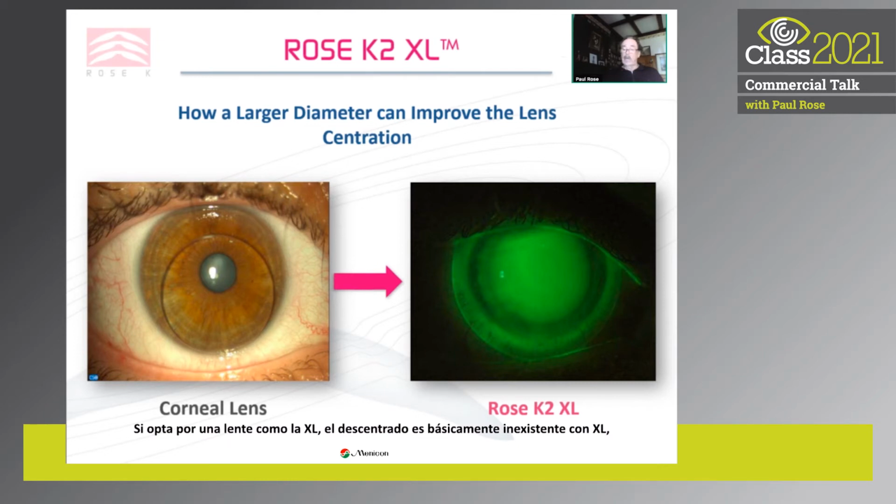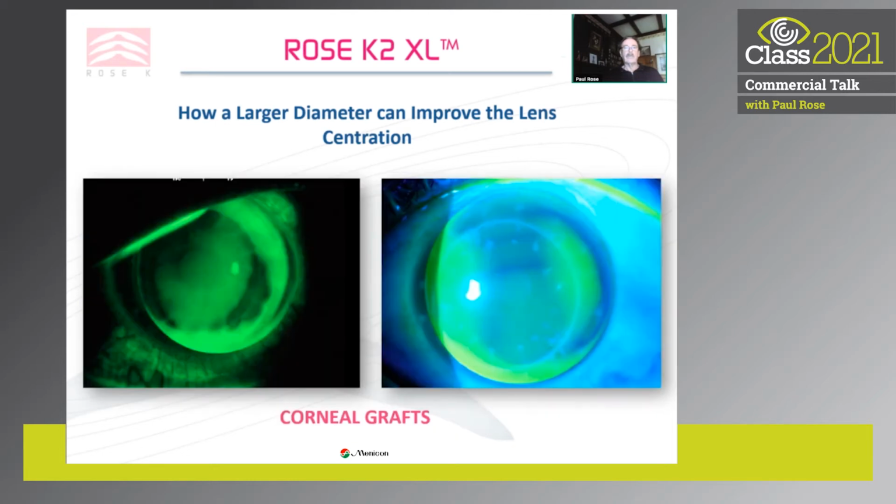If you go to a lens like XL, you immediately see the lens will center well. Decentration is basically non-existent with XL, so you don't have to worry about a lens decentering down as you see here on the left picture.